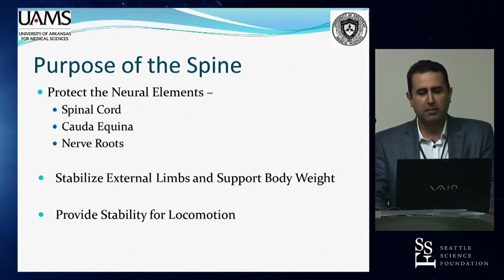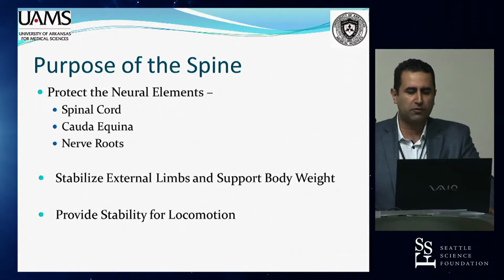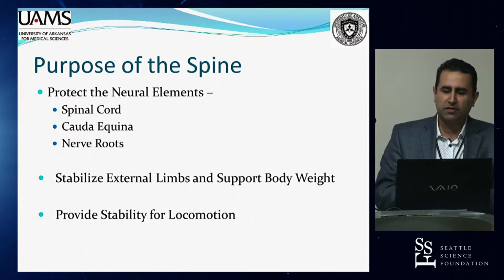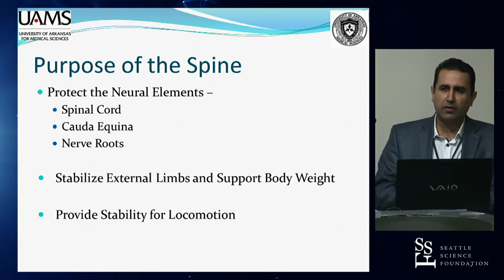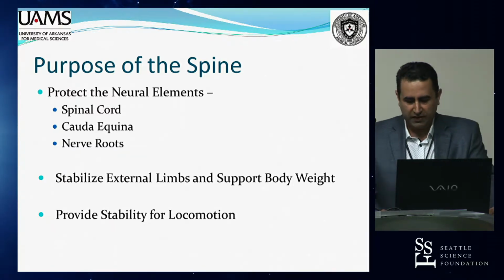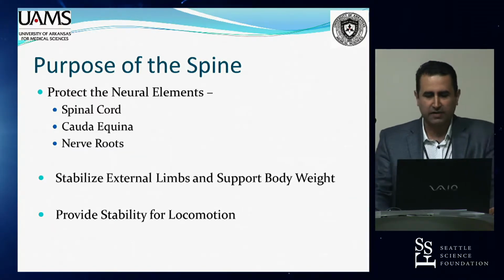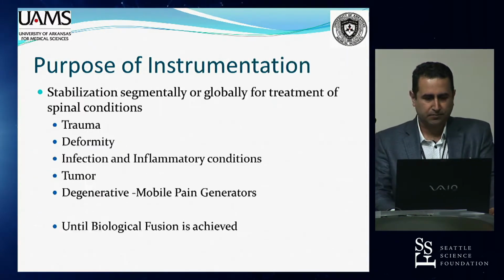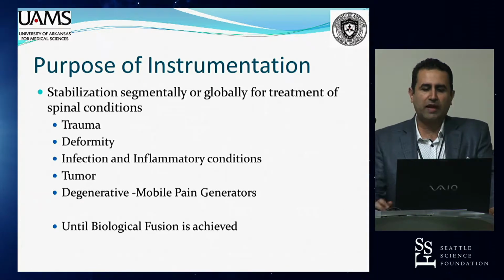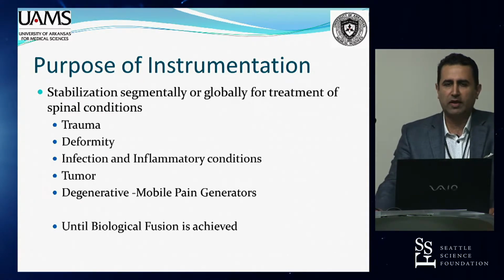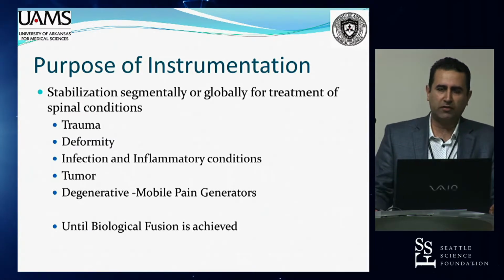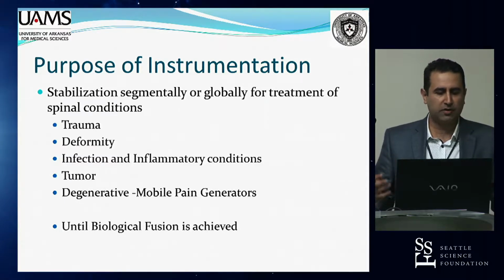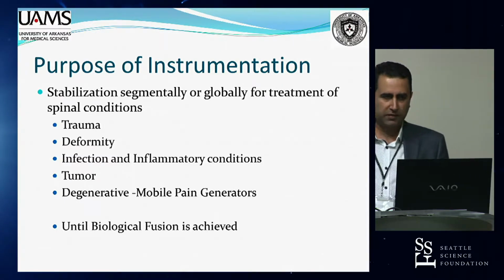This is obvious. The spine protects the neural elements first and foremost. It stabilizes the limbs. It supports the body weight. But it's also incredibly important as a member of the locomotion team for the skeleton. And in so doing, the instrumentation has to support that purpose as well. So when we then apply instrumentation either segmentally or globally in terms of stabilizing the spine, it's really trauma, deformity, infection, tumor, degenerative conditions that we're hoping to stabilize.